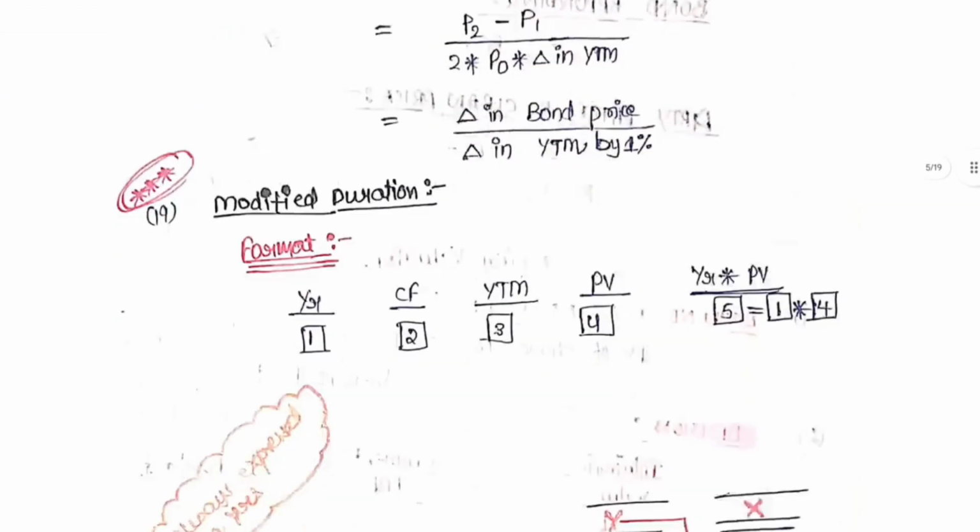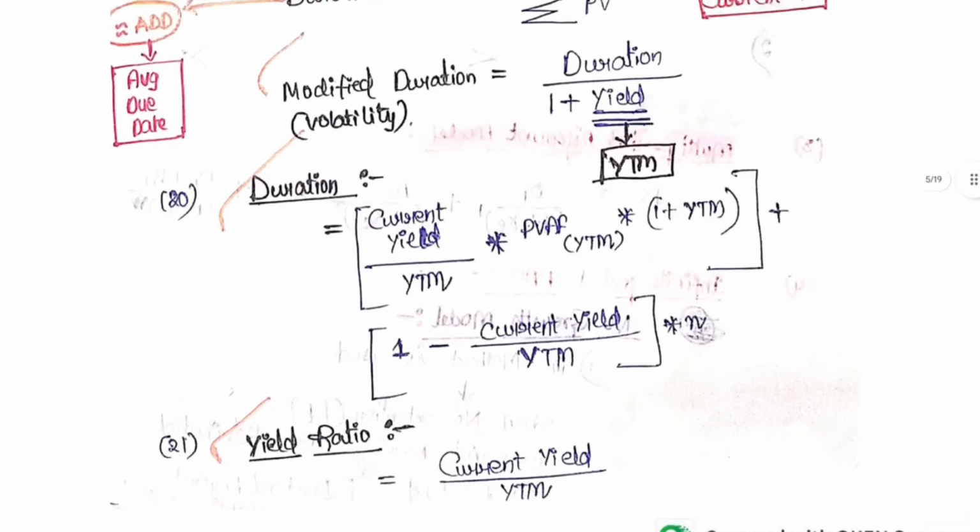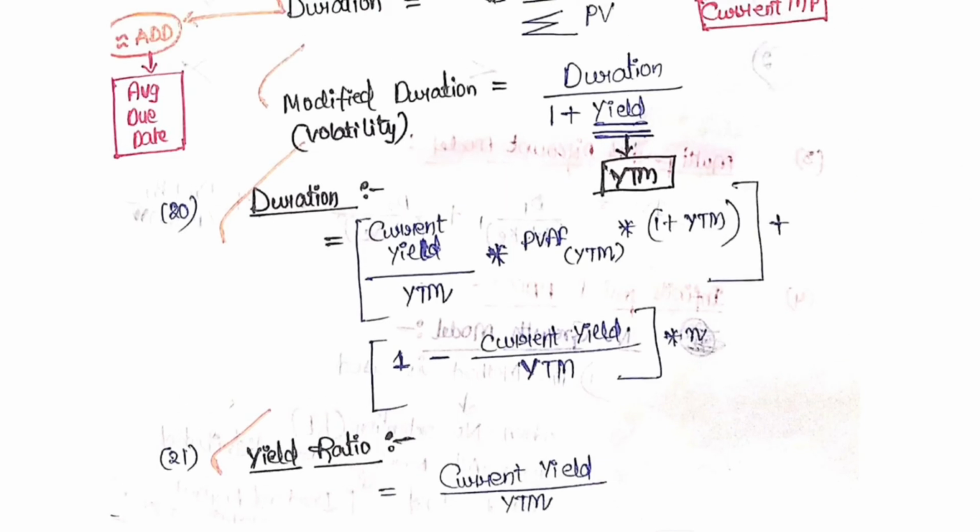First, how to calculate normal duration? Duration equals current yield divided by YTM into present value annuity factor at the rate of YTM for n years into (1 plus YTM), plus (1 minus current yield divided by YTM) into N.